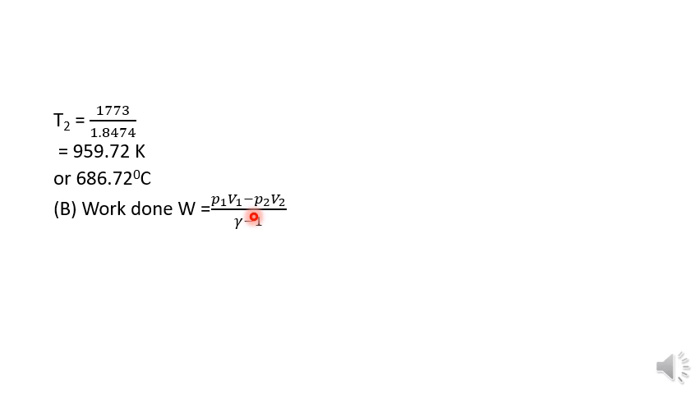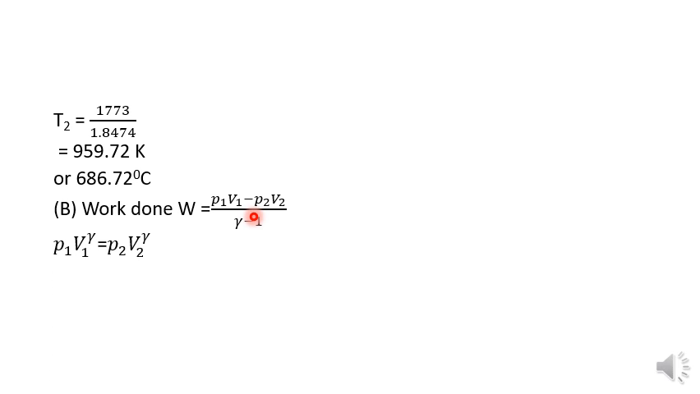How will you calculate the V2 value? By using the relations of pressure and volume or volume and temperature. We can use anything because we know the temperatures T1 and T2. So by using the pressure and volume relation or volume and temperature, we can use any relation. Here I am using the pressure and volume relations.